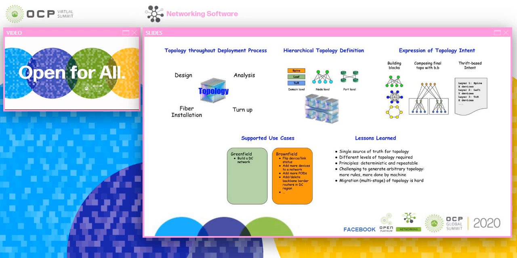From the past, we learned a lot of experiences and lessons. Here, we share some of them, which are listed on the right-hand side in the bottom layer. First, it is important to keep a single source of truth throughout the life cycle of the network, during which the source of truth can exist in different forms.